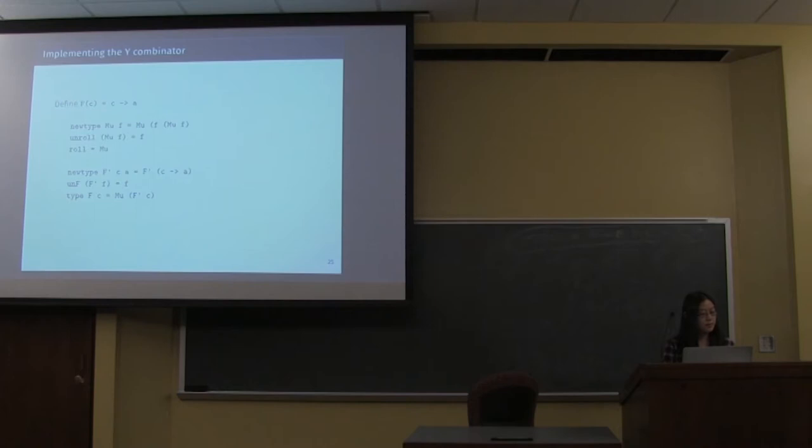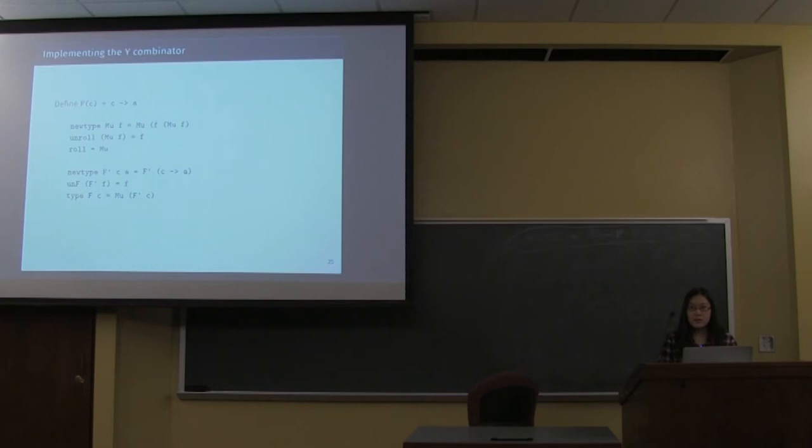The last line is defining a type called F, which takes in another type called C. The definition of this type is just the type that we defined earlier, mu, with the parameter F prime C. Is type the name of a function? Type is a keyword that allows you to define type aliases. So we're just saying that anywhere you see F of C, replace it with mu of F prime C.